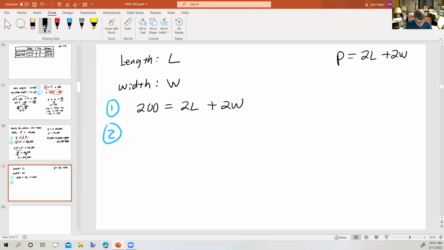Then it says, this one's a little trickier. If the floor were 20 feet wider, its width would equal its length. So the width and the length aren't equal. I'm going to do this. If the floor were 20 feet wider, so if we increase the width by 20, it will equal the length. Do you see how I did that? All right, there's our second equation.